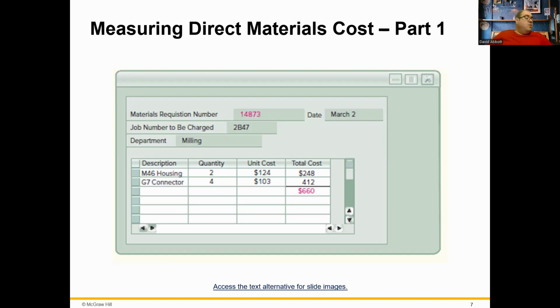Okay. So the accounting department records the total of the direct materials cost, which is $660, on the appropriate job sheet. Notice the materials requisition number, in this case 14873, is included in the job cost sheet to provide easy access to the source document. So we can always go back and look at this.